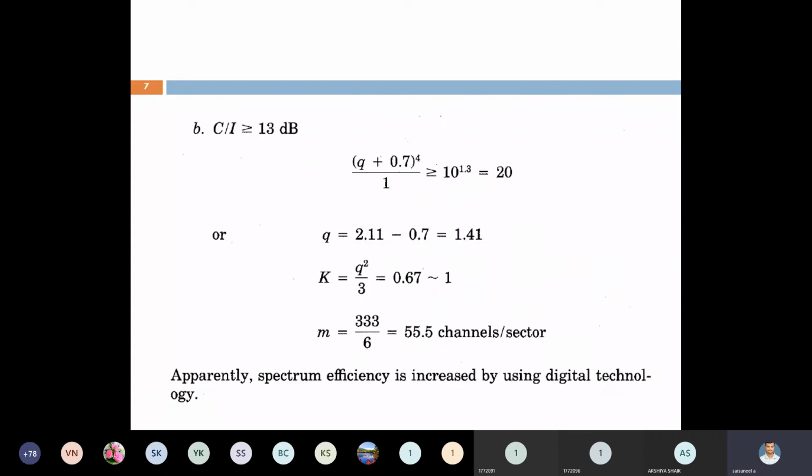So we are taking C by I greater than or equal to 13 dB. It's simple. We are getting Q equal to 1.14, K equal to 1. Then M equal to 333 divided by 1 into 6, which is equal to 55.5 channels per sector.